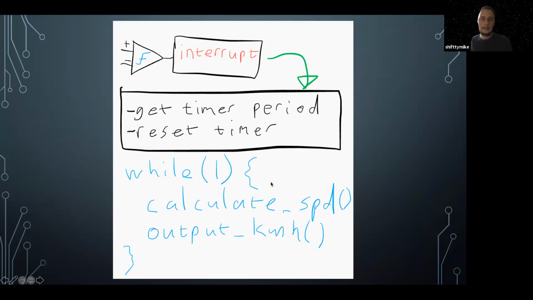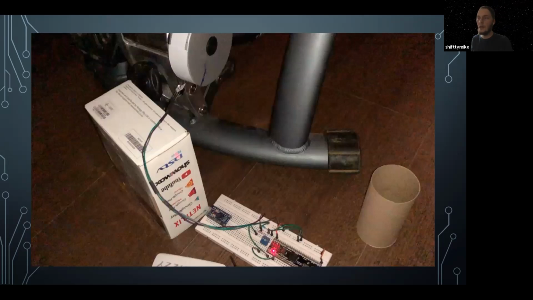And while that's not happening, we're calculating the speed in kilometers per hour and outputting it to, at this point, our Bluetooth device. So that is a very basic first test, to make sure that this thing actually worked.